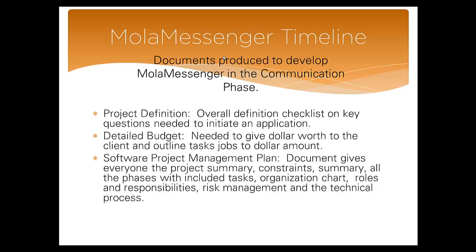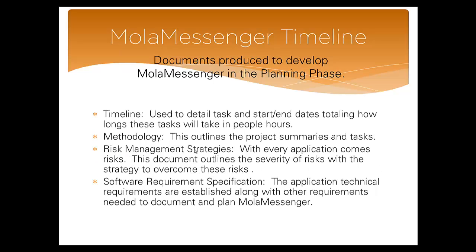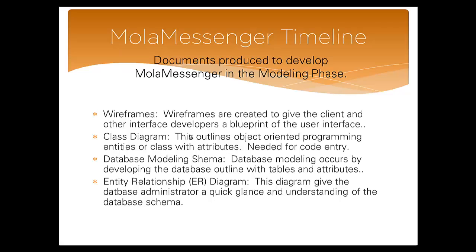Okay, real quick, the timeline and the documents produced. The project definition, detailed budget, and the software project management plan were documents that were created initially in the beginning of the project. I used the Gantt chart to look at my timelines and my gaps to see if there were any issues I could shorten or lengthen. Methodology, software requirements, which was big. Risk management was even bigger because there obviously might be issues that always do come up when creating applications. And of course there were wireframes and the class diagrams.